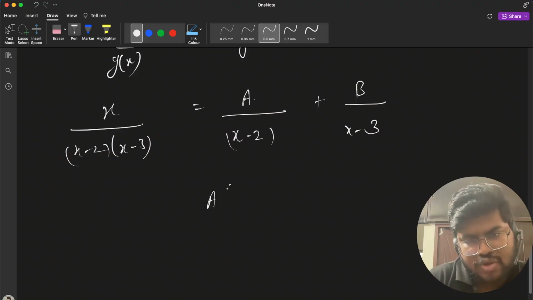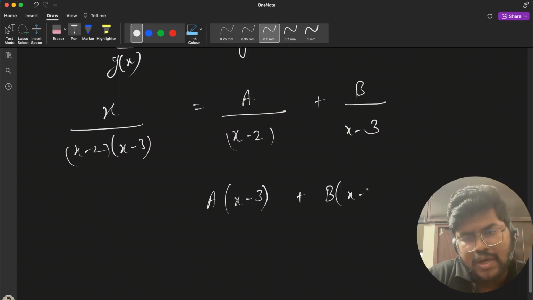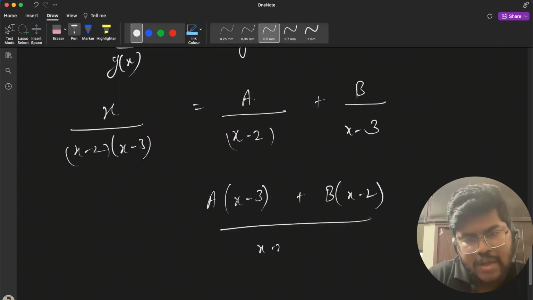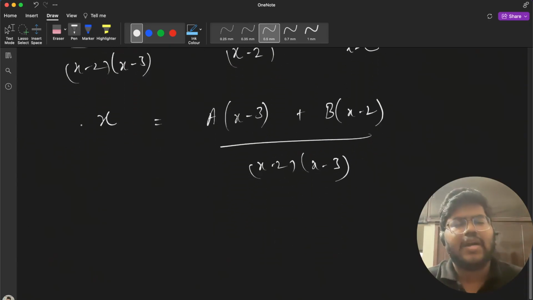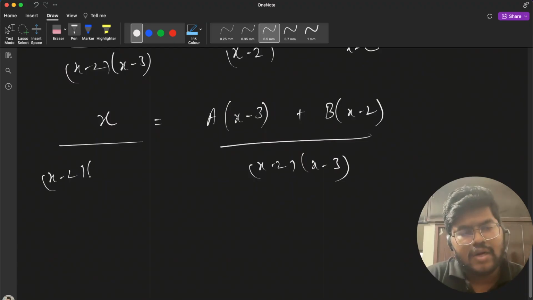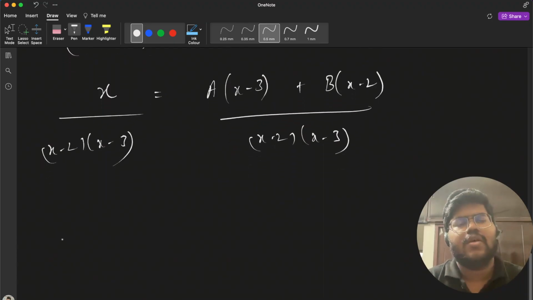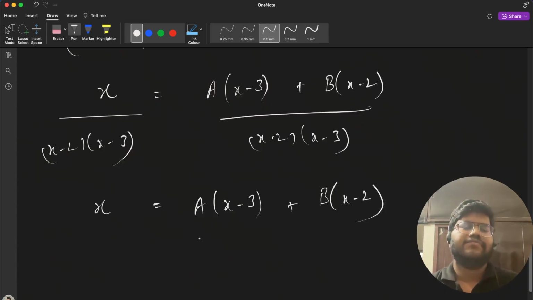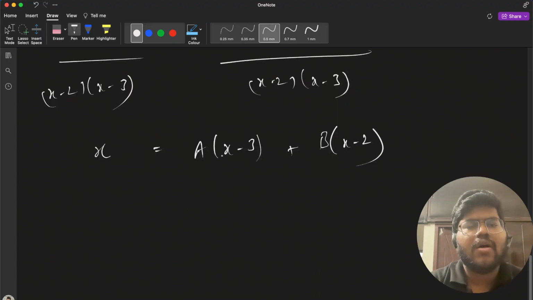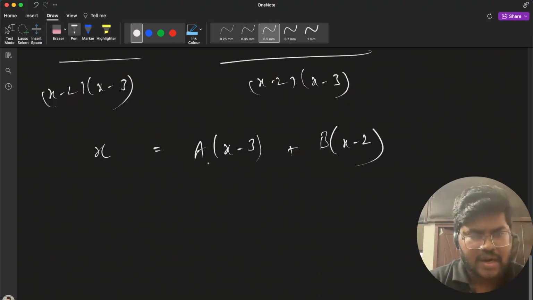If the LCM is taken, then it is a times (x minus 3) plus b times (x minus 2), divided by (x minus 2)(x minus 3), and here it is x. So taking the numerator part, we have x equals a times (x minus 3) plus b times (x minus 2), right?